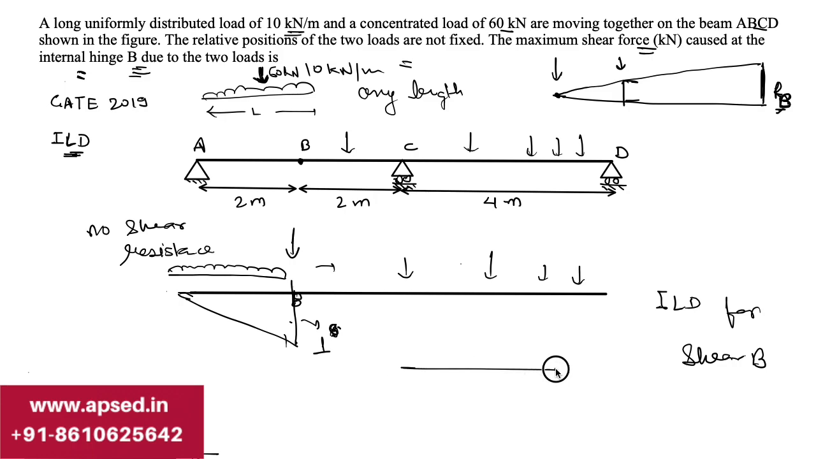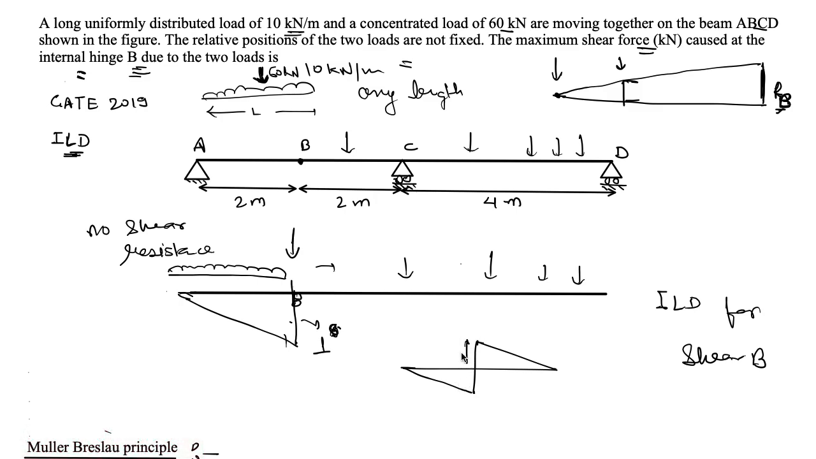Otherwise, for a normal case, when we have an ILD for shear force like this, we have these two values, let's say y1 and y2. Normally in this case, y1 plus y2 is equal to 1. But because here there is no ordinate on the right side, this value on the left itself, this y, will be equal to 1.